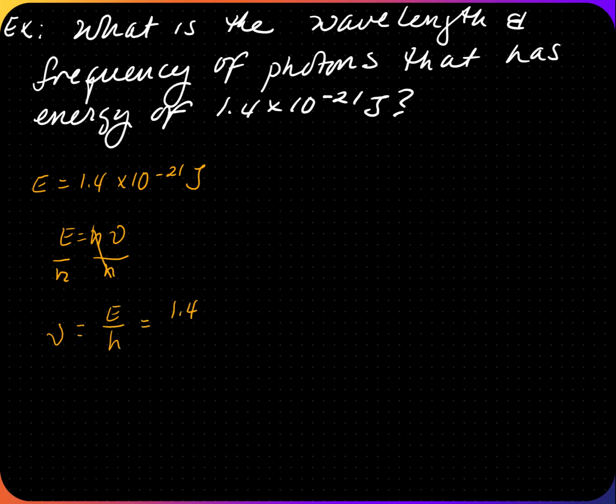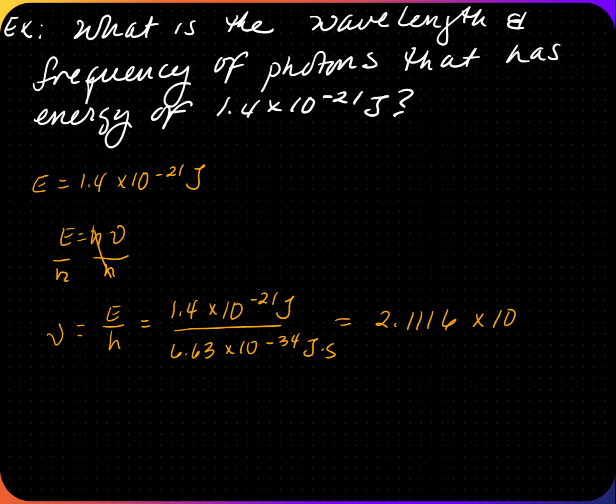So I'm going to plug that in, 1.4 times 10 to the negative 24th joules divided by 6.63 times 10 to the negative 34th joules times second. This equals 2.1116 times 10 to the 12th, and it'll be 1 over seconds, which is a hertz.